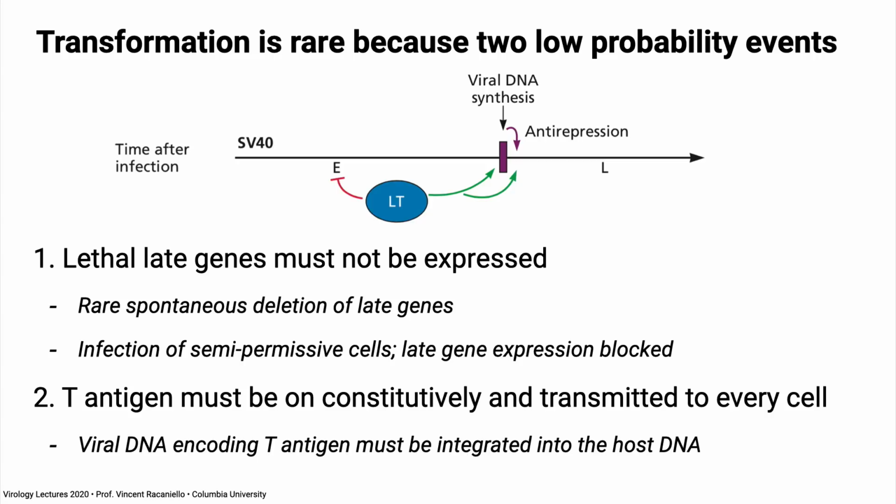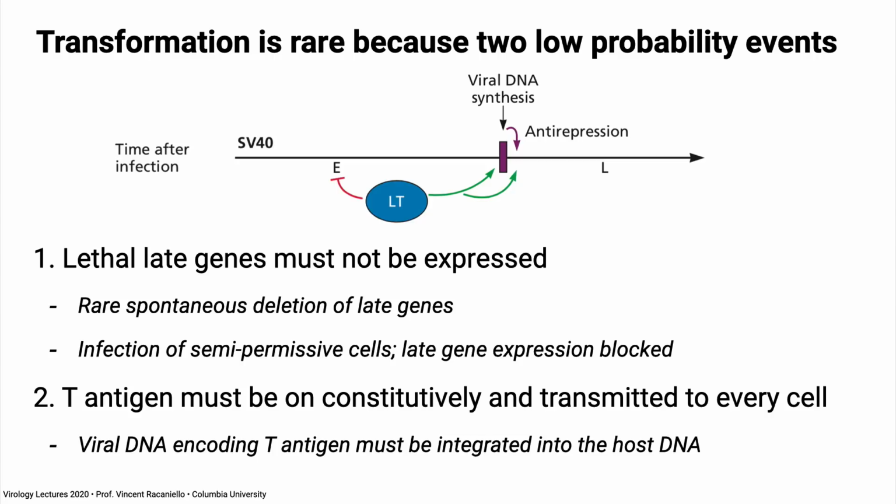And then you have to infect semi-permissive cells. The definition of semi-permissive, which I promised to give you a long time ago, means late viral gene expression is blocked. So if you infect a semi-permissive cell, you never get to late, so the virus doesn't kill cells, giving a better chance of causing transformation. However, you need one more thing. You need T antigen on all the time. It has to go to every cell as it divides. That's how a transformed cell propagates and becomes more transformed cells.